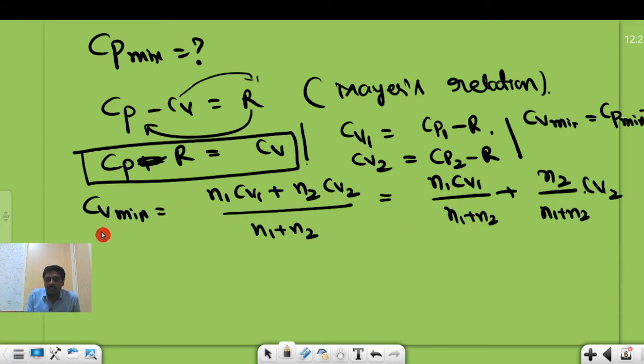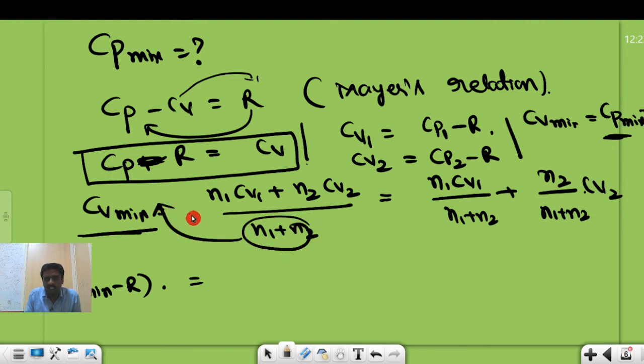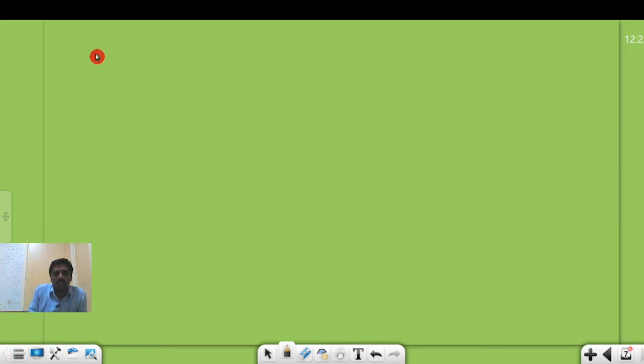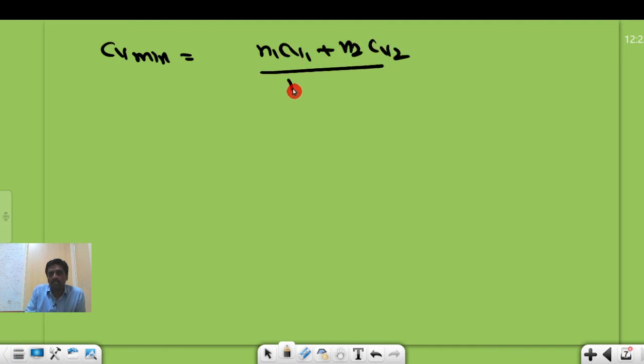Now where these constants are available, I am substituting these values in the below equation. Here CP mix is there, I am substituting this value, that is (CP mix minus capital R) in brackets is equal to, then I am substituting here. Otherwise I will send this N1 plus N2 this side. So N1 plus N2 this side is equal to, now I am substituting this remaining term. Let me take one more formula, where CV mix is equal to N1 CV1 plus N2 CV2 divided by N1 plus N2.